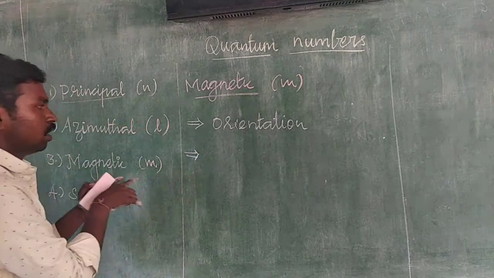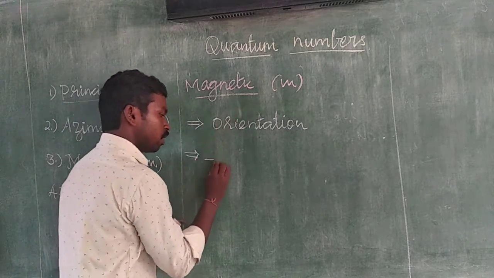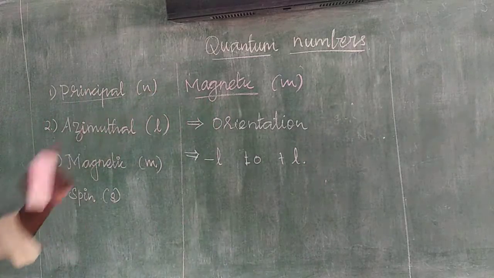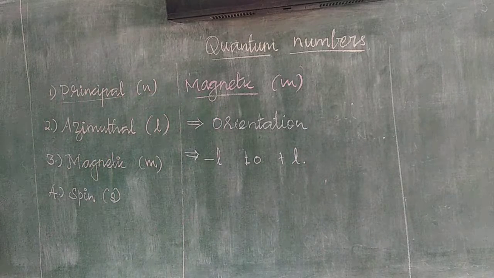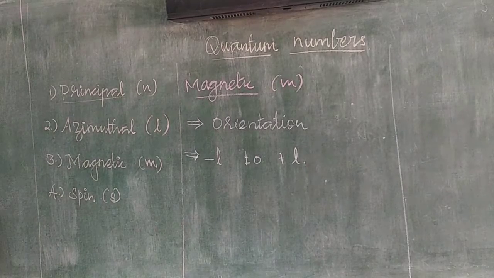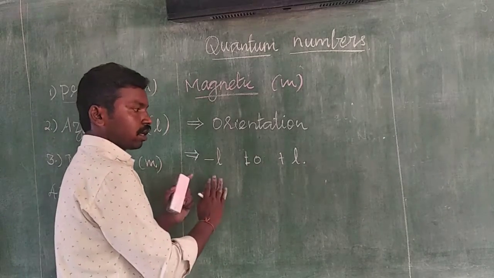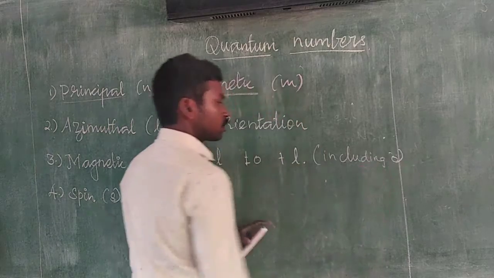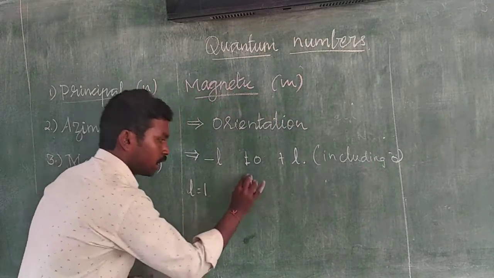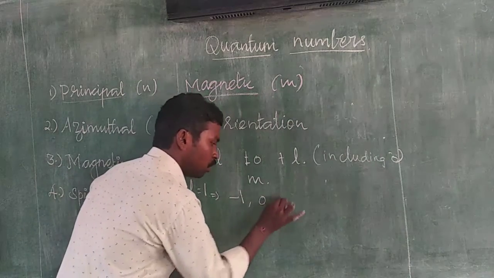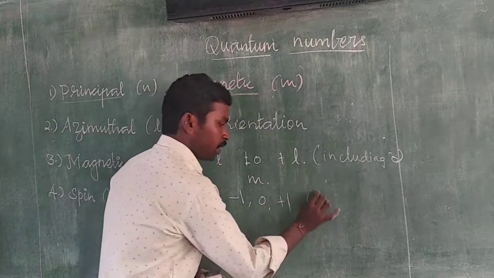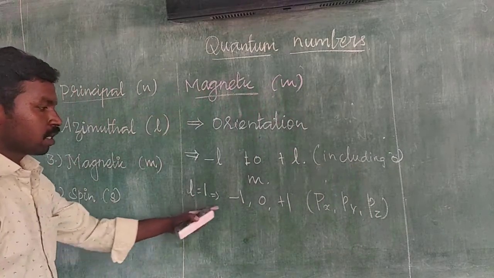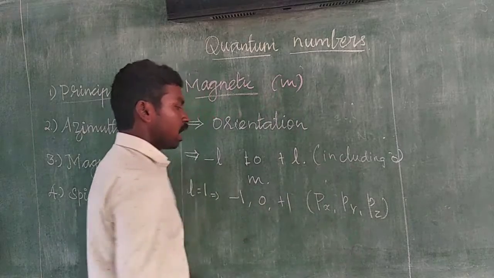And for a given value of l, the m values range from minus l to plus l. Let us take the first one. l equal to 0 means s orbital, but for 0 we cannot write minus 0 to plus 0, so we take just 0. Then when l is equal to 1, the m values will be minus 1, 0, plus 1. So we can say p orbital has 3 orientations, that is px, py and pz.